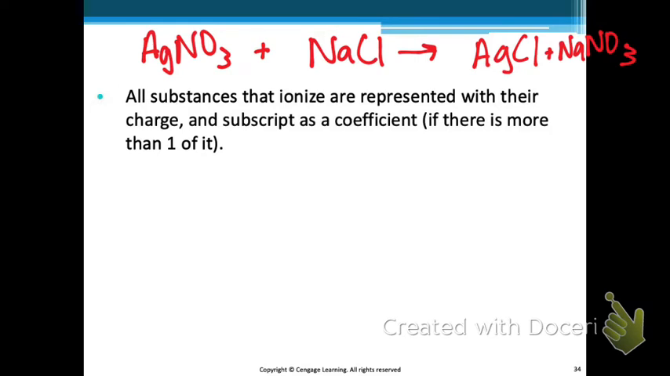I know it was written on the previous one, but I want us to dive into that and identify which ones are aqueous and which ones are solid. So looking at silver nitrate, what do we think? Is it aqueous or is it solid? It's aqueous. Okay, so we're going to say aqueous. What about sodium chloride?